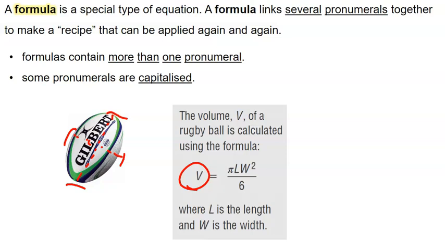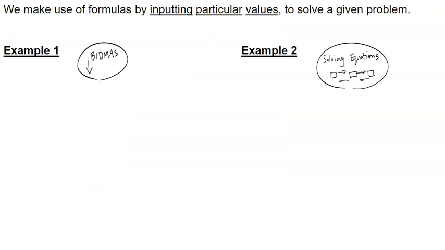Truly, this formula is quite complex. I'm going to stop, take a step back, and show you how to use a formula you already know. The formula we'll use is the area of a triangle, which is area equals base times height over 2.